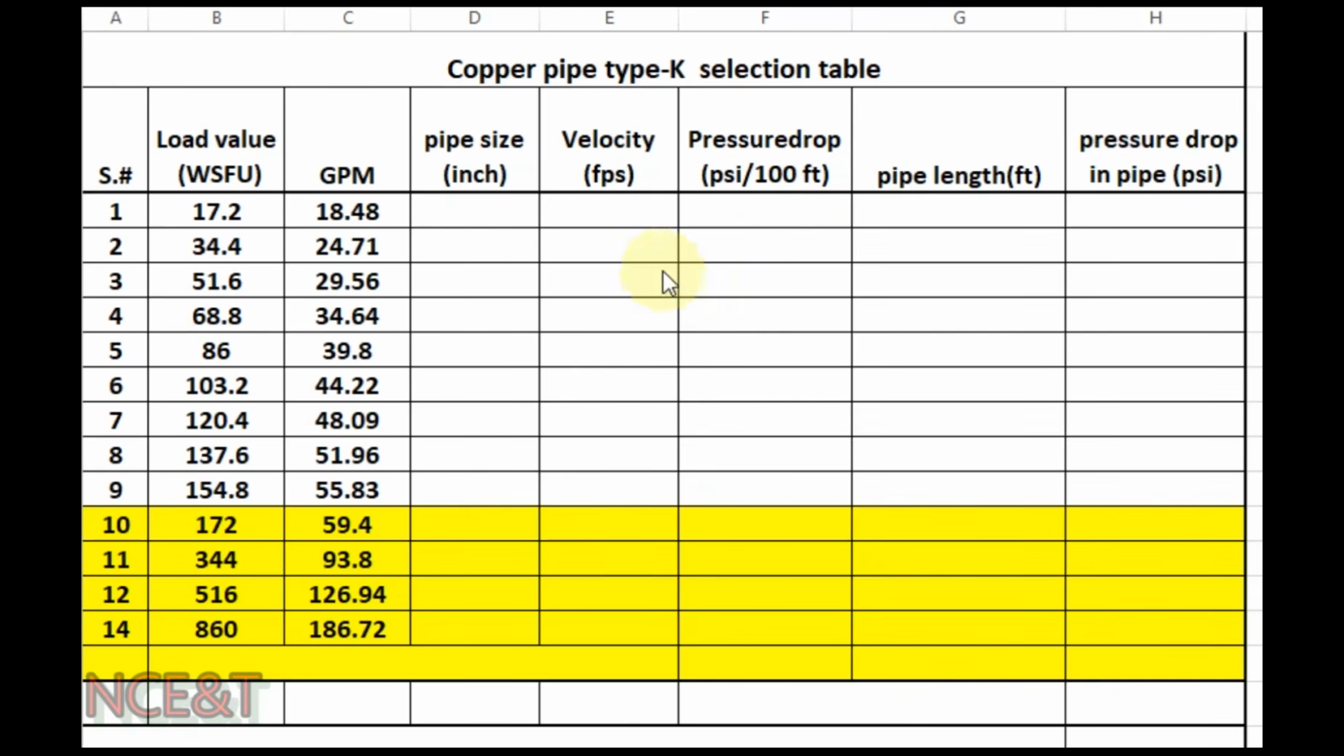When we select the pipe size for the GPM, again we will face the same problem we faced when we selected the GPM from the load values. Our GPM values are 18.48, 24.7, 29.56 and up to 186.72. But in the hydraulic table we will not find these values, so we will use the same linear interpolation formula to find the nearest value if it is not exact.